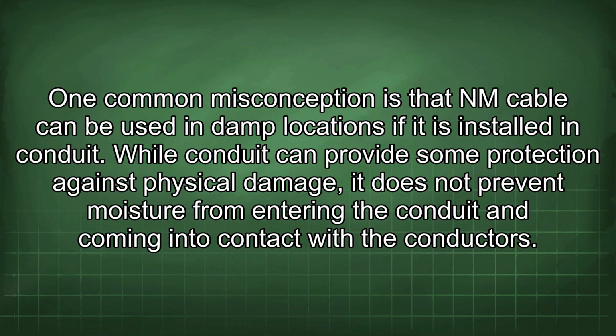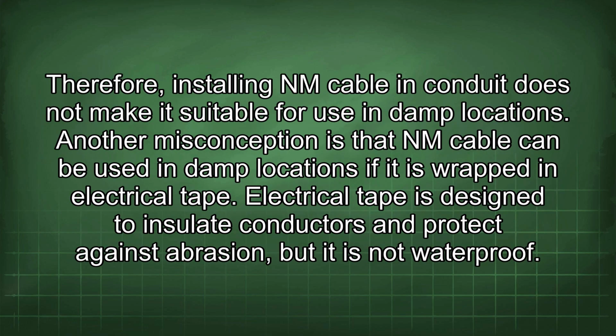Now, let's address some common misconceptions about using NM cable in damp locations. One common misconception is that NM cable can be used in damp locations if it is installed in conduit. While conduit can provide some protection against physical damage, it does not prevent moisture from entering the conduit and coming into contact with the conductors. Therefore, installing NM cable in conduit does not make it suitable for use in damp locations.